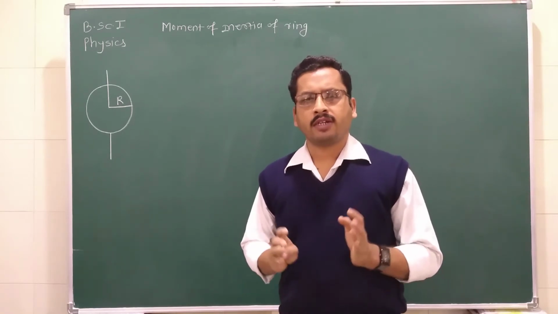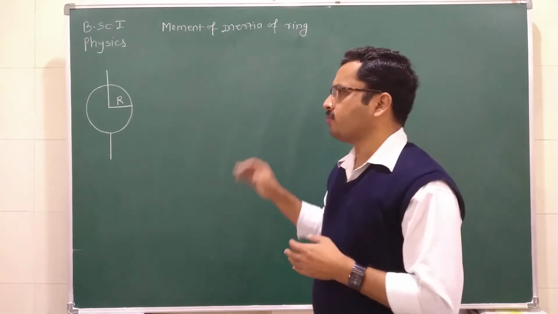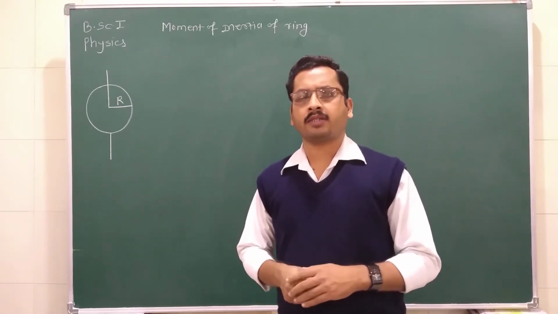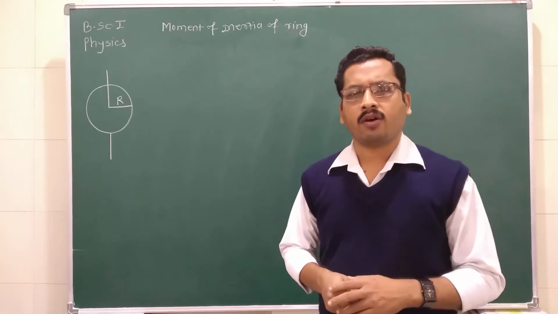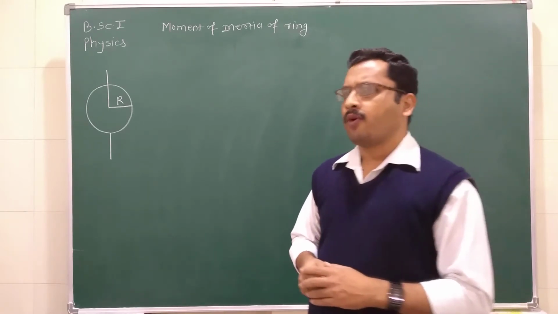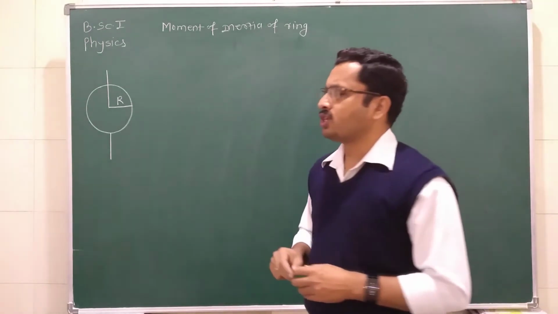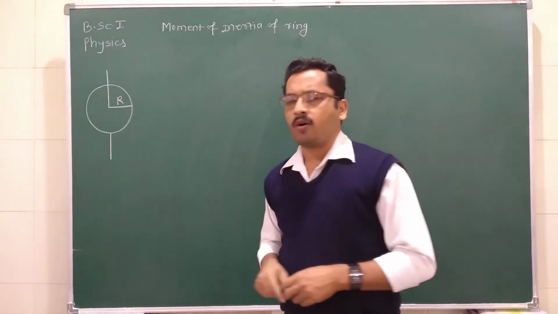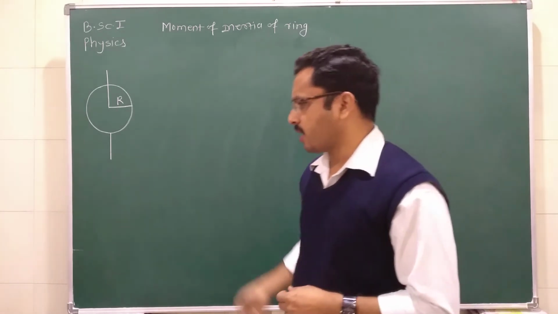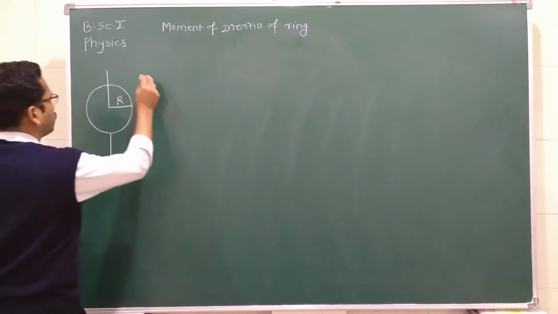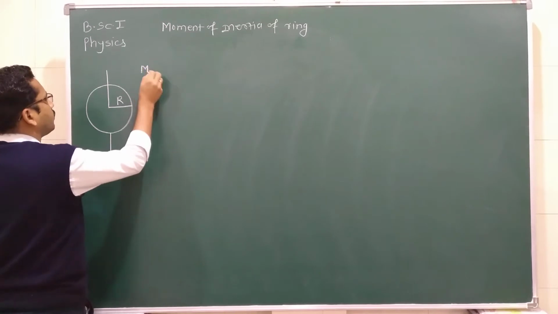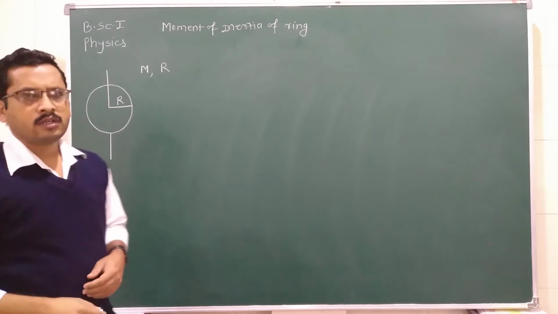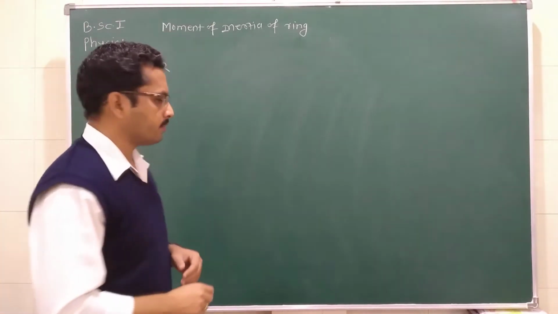Okay, so we are starting from the moment of inertia of this ring about an axis passing through its center of mass and perpendicular to the plane of the ring. While deriving this equation for the moment of inertia, we consider a ring of mass M and radius R. So capital M is the total mass of this ring and capital R is the radius of the ring.